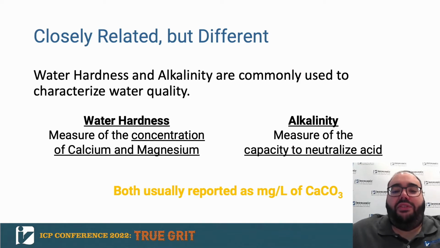Again, a lot of the confusion between water hardness and alkalinity is because they're both usually reported as milligrams per liter of calcium carbonate. But in reality, they are very closely related methods, but they are very different. Water hardness is simply the measure of the concentration of calcium and magnesium present in your sample, whereas alkalinity is the measure of your sample's capacity to neutralize acid. We're going to talk more about these methods, and you'll get a little more detail on how to test for each, water hardness and alkalinity.